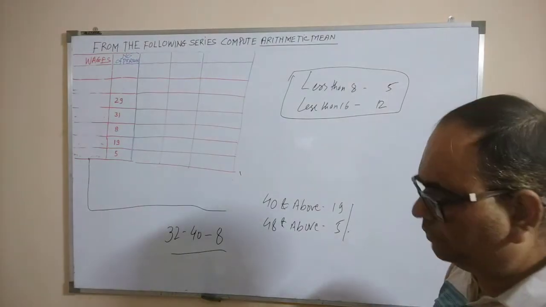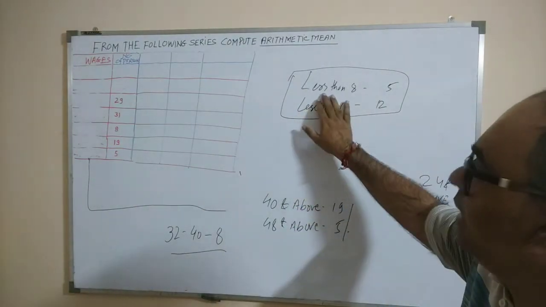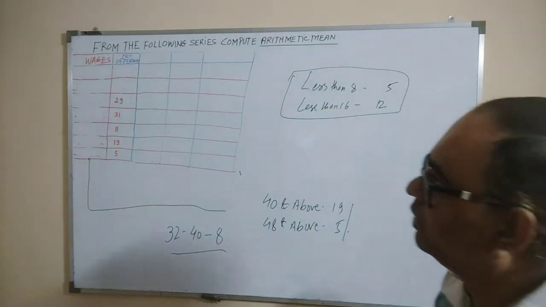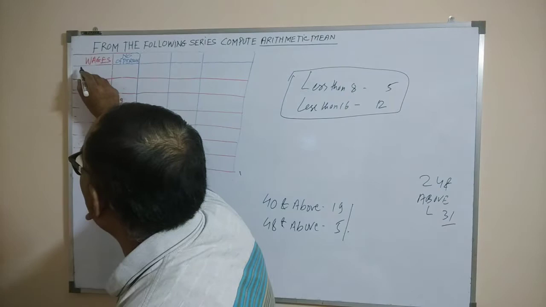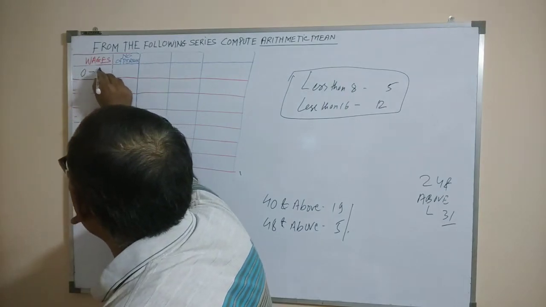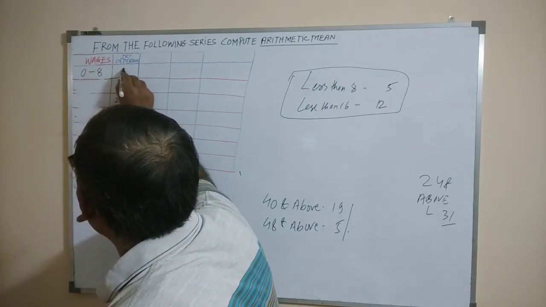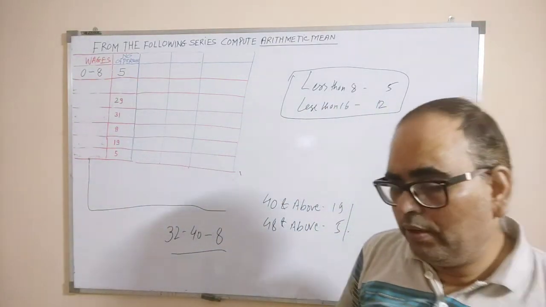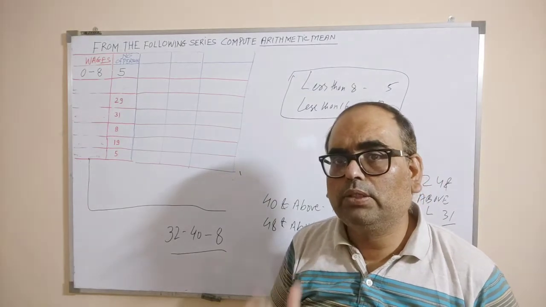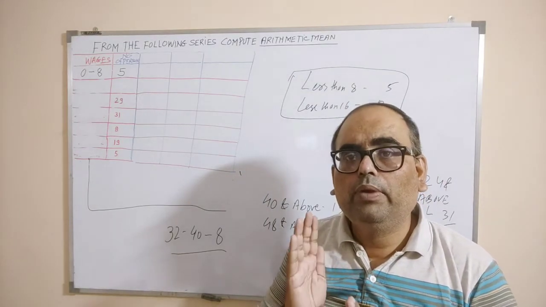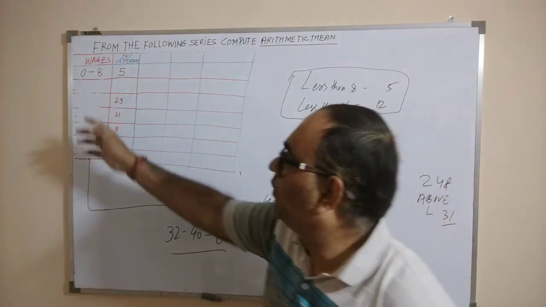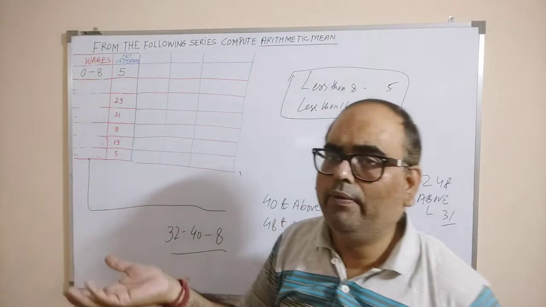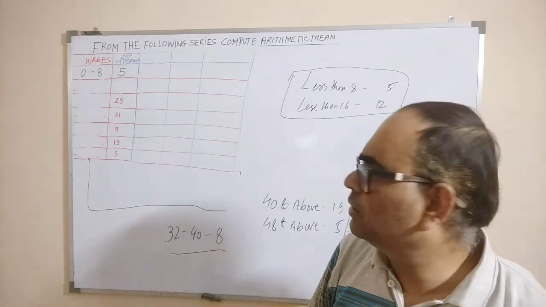In our question, less than 8 wages is given to 5 persons. So there is no need for adjustment. We will say that 0 to 8 rupees wages is given to 5 persons. Why do we not need adjustment? Because we come to know the class interval, the difference between L2 and L1, we need to keep at 8. So here the class interval will be 0 to 8, and the number of persons given in the question is 5. So we don't need any adjustment.